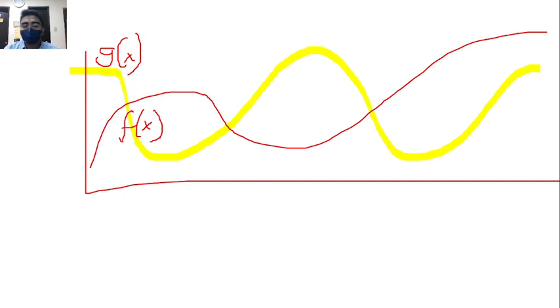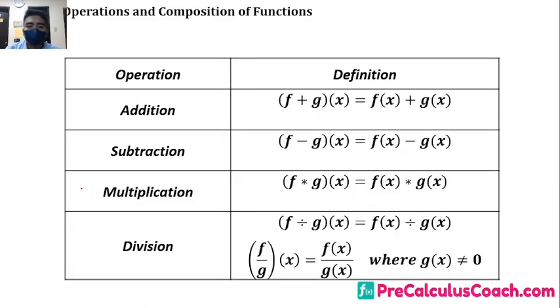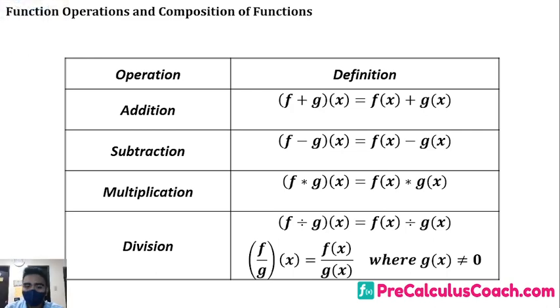So, in other words, when we have two functions in one Cartesian plane, we could simply get what would be the result when we add them, when we subtract them, using the fundamental operations that we have. Here are some examples of function operations that might help you in the following examples that we have.